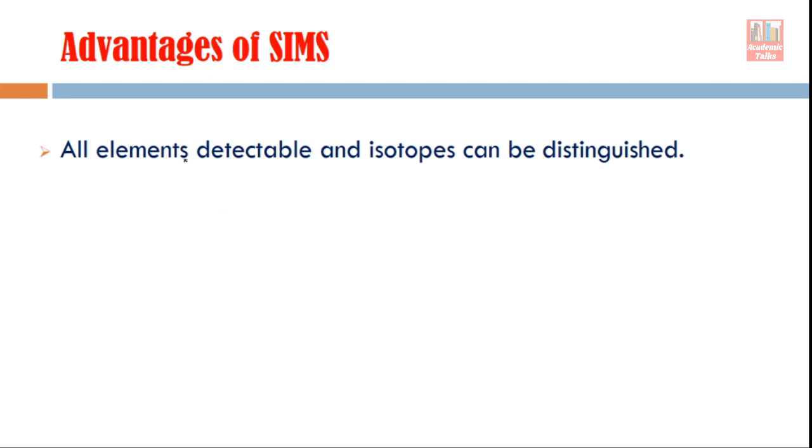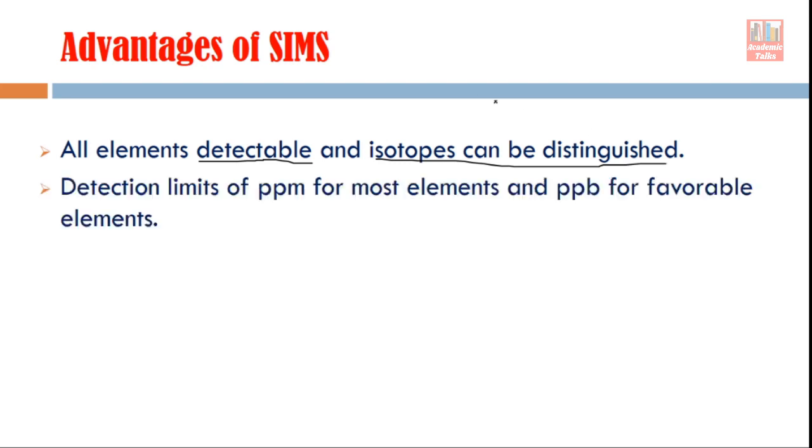Now let's talk about the advantages of SIMS. In SIMS, we can detect a number of elements, or you can say almost all elements in the periodic table. They can be detected if they are present in the sample. And not only the elements, their isotopes can also be distinguished, because here our focus is not on a particular atomic number. The focus is on the atomic mass, right? So even elements having different atomic mass, meaning isotopes, can also be distinguished very easily. Now detection limit is very high. Parts per million is possible for most of the elements, and even parts per billion is also possible for some favorable elements.